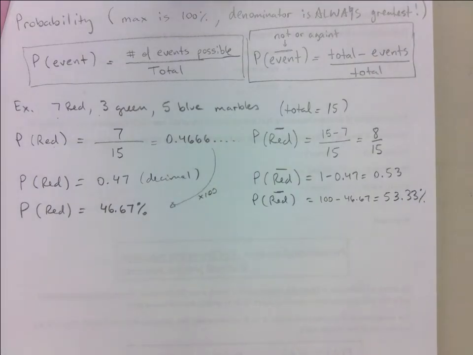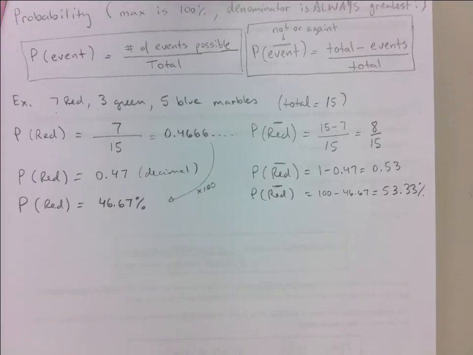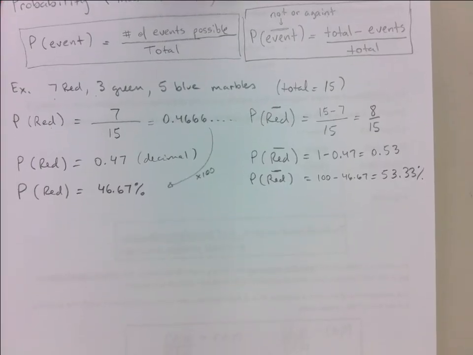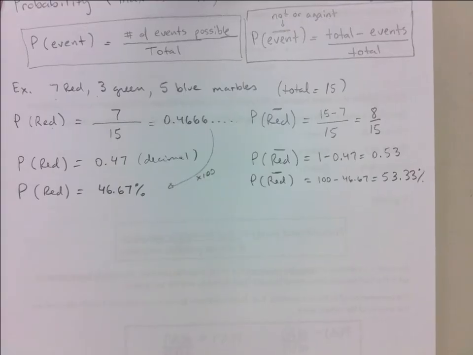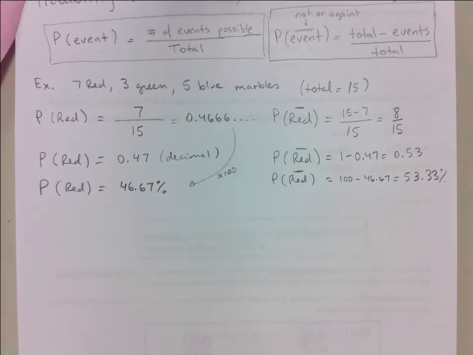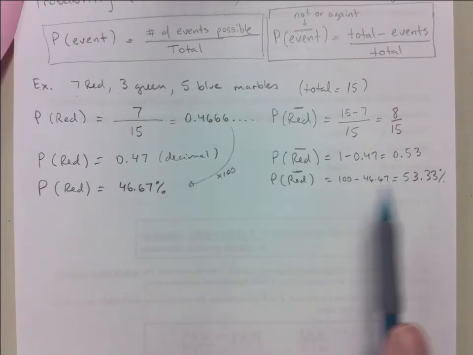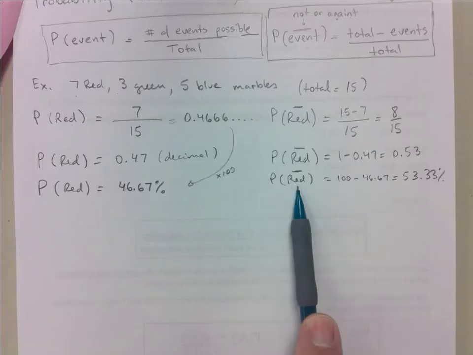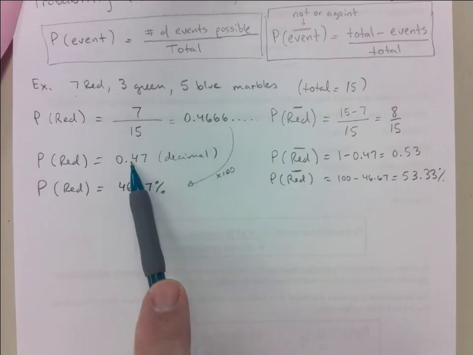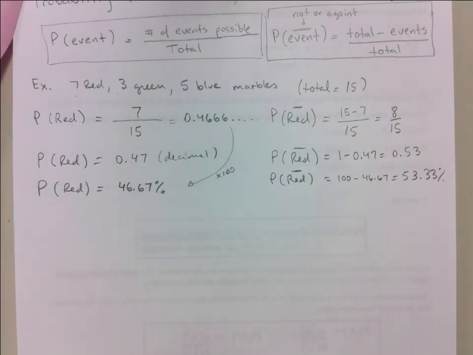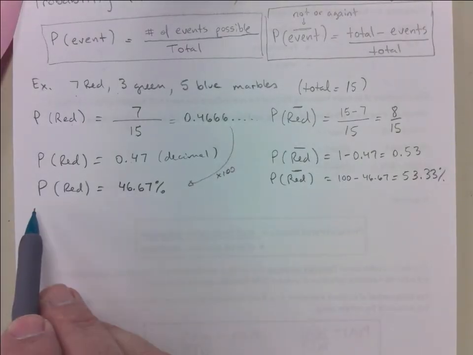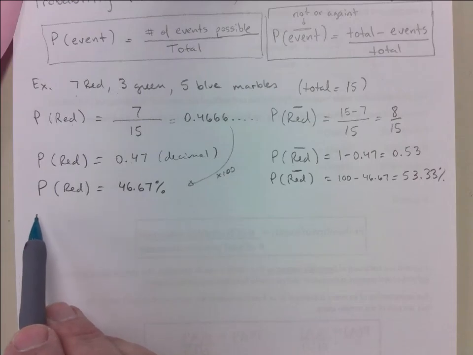53.33%. So that's how probability works. By the way, if I asked you, what would these two add up to? It happening and something not happening always amounts to 100%, or 1. If you add the decimals, it adds up to 1. So that's something to remember as well. Okay? That's it for now. To be continued.